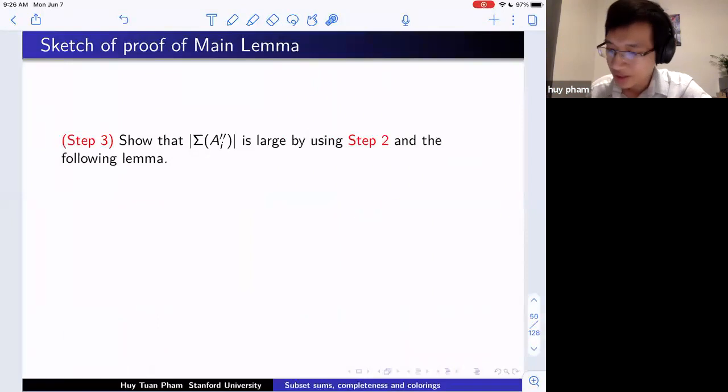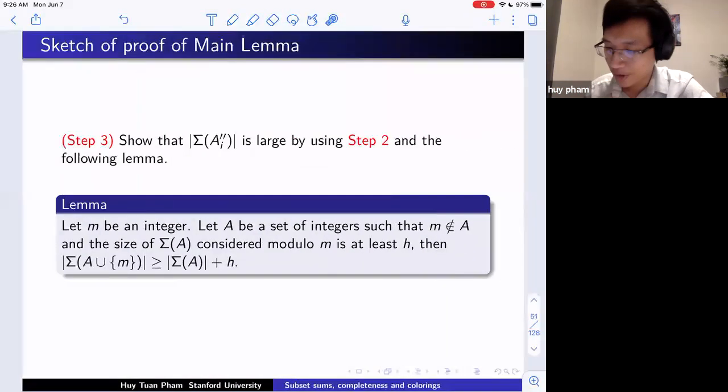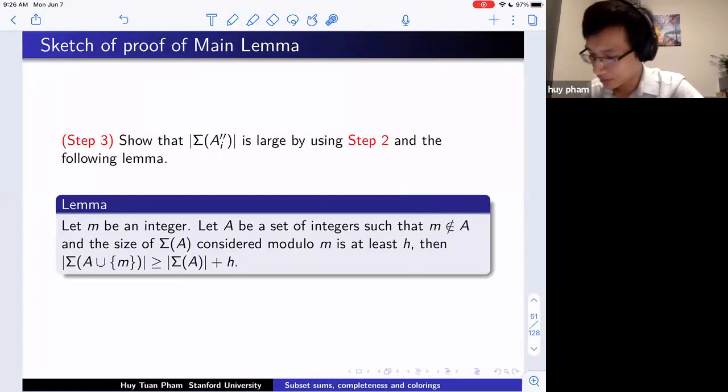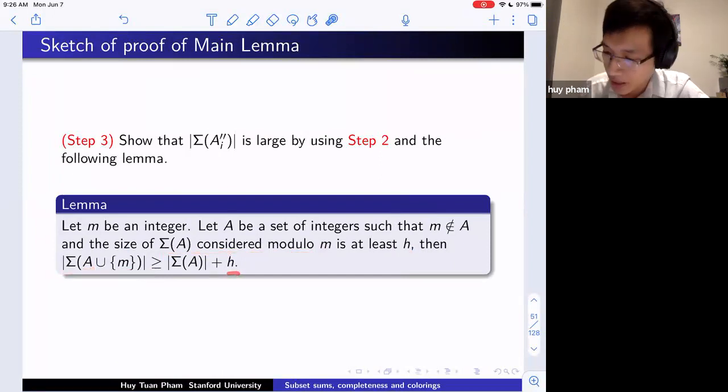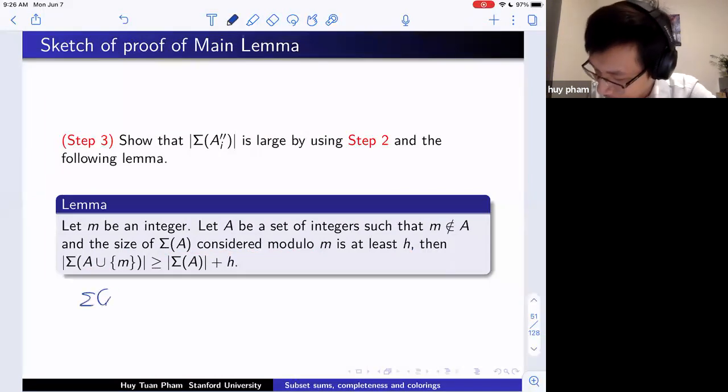Then in step 3, we use the conclusion of step 2 to show that sigma of Ai prime prime is large. And we'll use the following lemma, which also has a simple proof. This lemma says that if A is a set of integers and M is some integer that is not contained in A, for which the size of sigma of A modulo M is at least H, then once we allow summing M together with A, the set of subset sums grows in size by at least H.